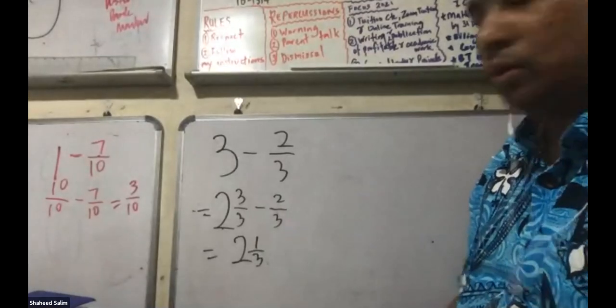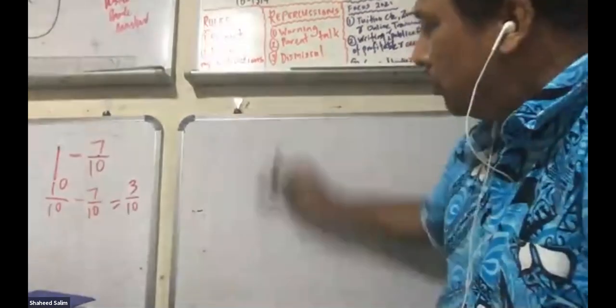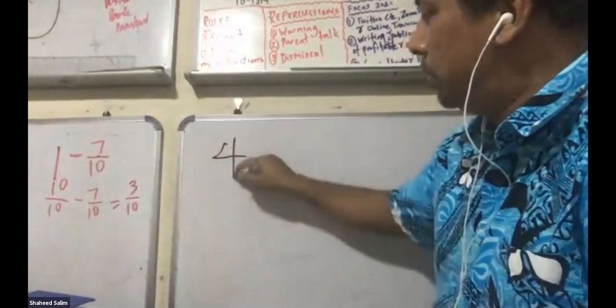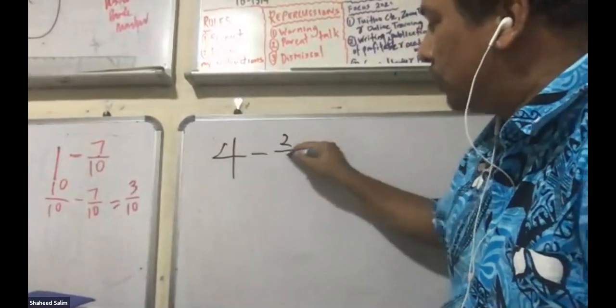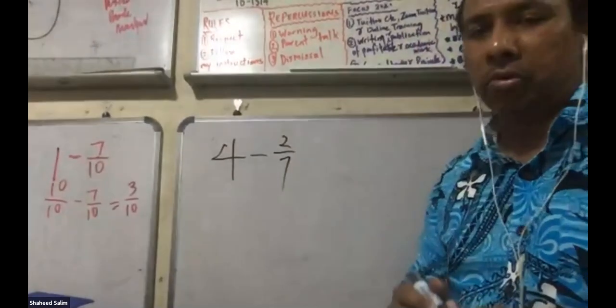Can? We try the next one. The number is a little bit bigger. 4 minus 2 out of 7. And go.